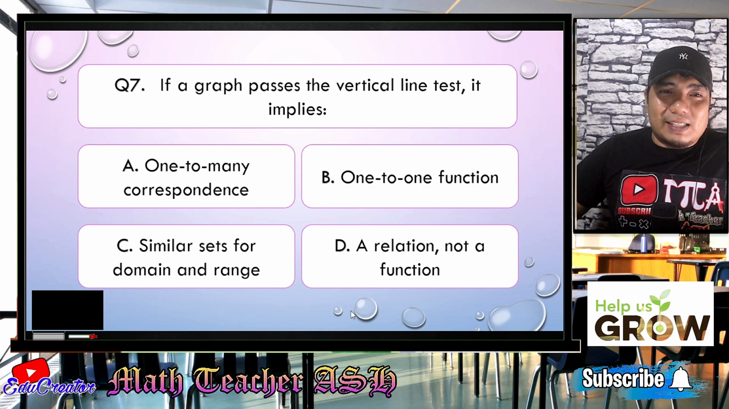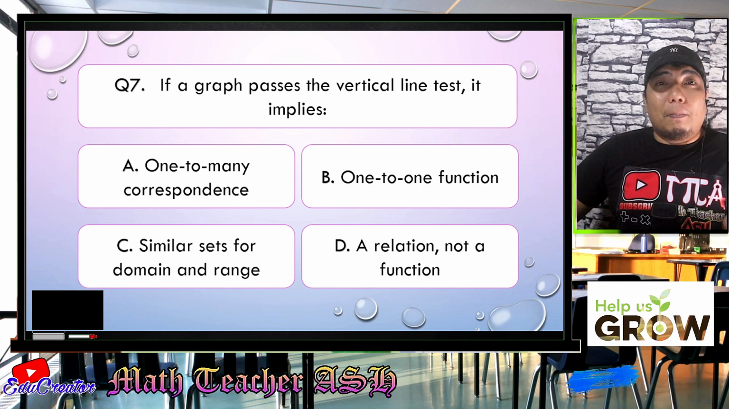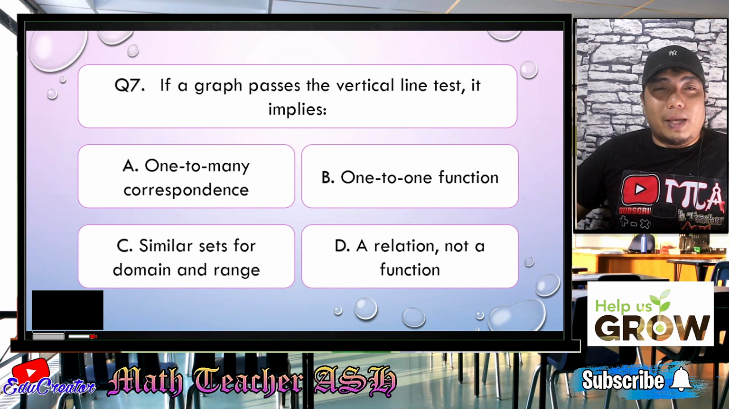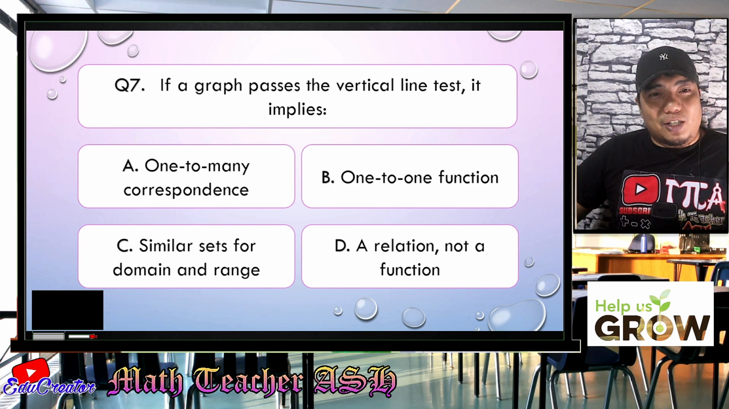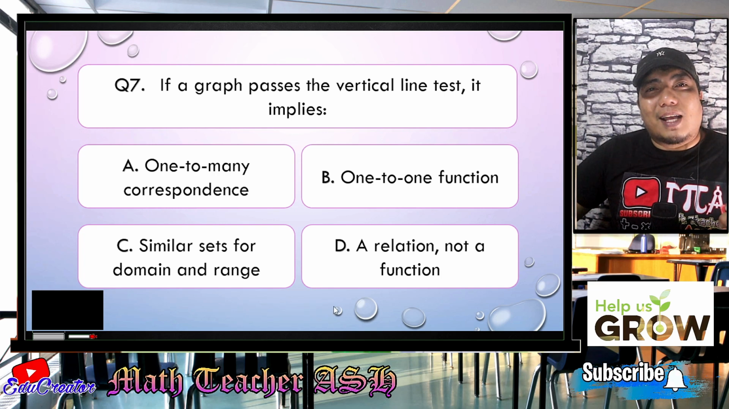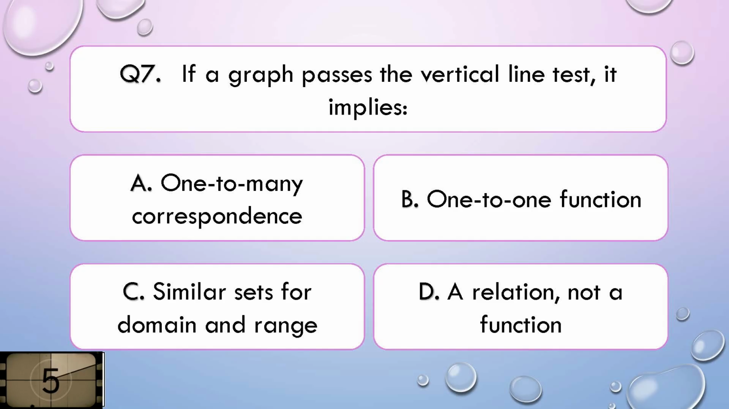If a graph passes the vertical line test, it implies letter A, one-to-many correspondence; B, one-to-one function; C, similar sets for domain and range; or letter D, a relation, not a function. Okay, I'll give you 5 seconds to think about your answer.